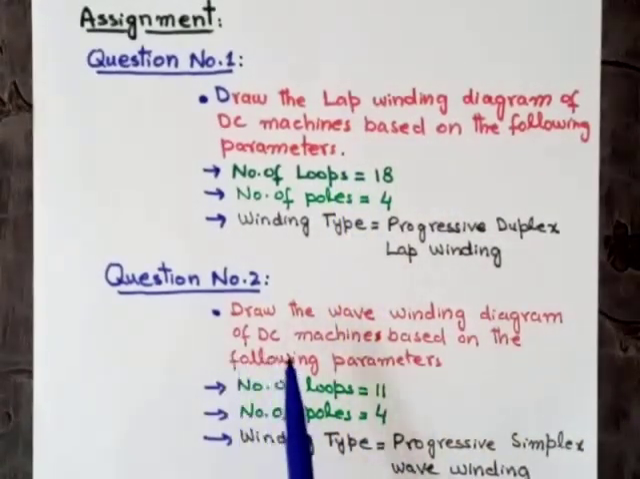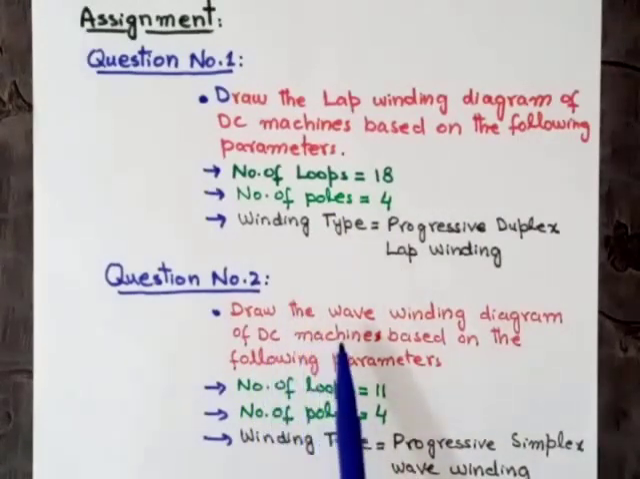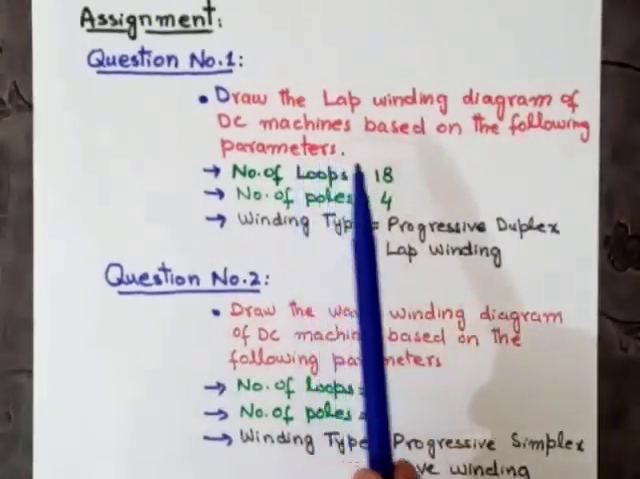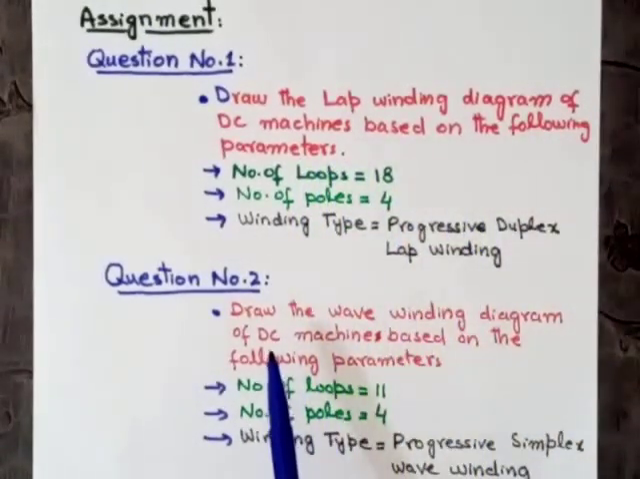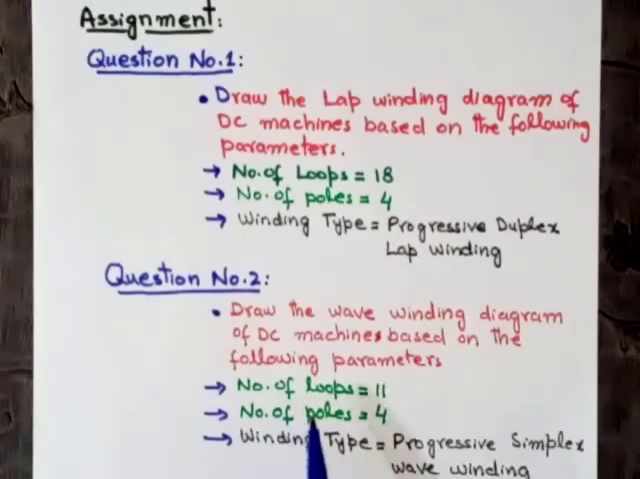Similarly, question number 2, same as question number 1, is to draw the wave winding diagram of DC machines based on the following parameters. Here the number of loops will be 11, the number of poles will be 4, and the winding type is progressive simplex wave winding. These parameters should be included in the diagram.